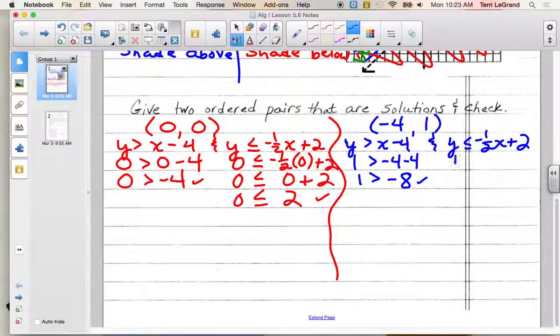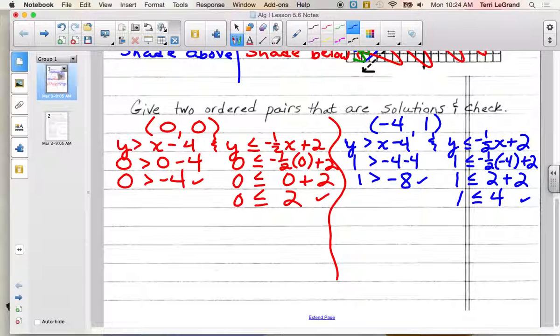And now we try our other equation, our inequality. Well, negative 1/2 times negative 4 is positive 2, plus 2, and we end up with 1 is less than or equal to 4. True or false? True. Okay.